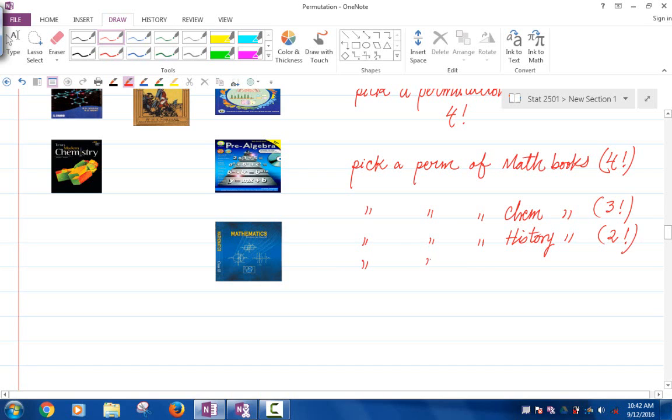This would be 2 factorial. And pick a permutation of the language. That's going to be 1 factorial. So the answer is 4 factorial times 4 factorial, 3 factorial, 2 factorial, 1 factorial. Whatever the number is. Is everybody clear on this counting problem? Any questions on that?